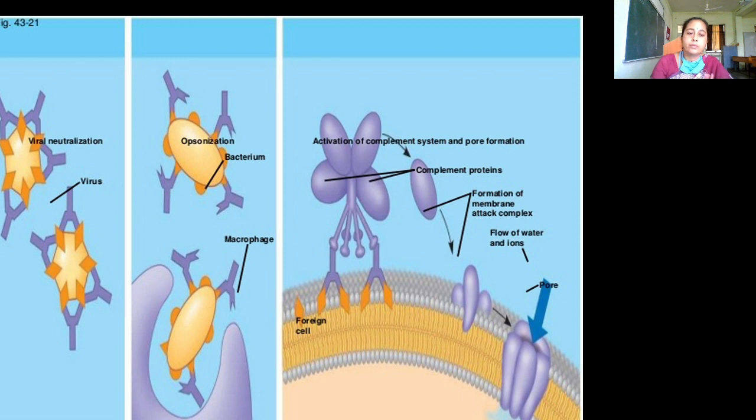Okay, this is the process of neutralization of the antigens by attaching the antibodies. This is the opsonization of the bacteria through the action of the macrophages, activation of complement system and pore formation. These are all the complement proteins and formation of the membrane attack complex.